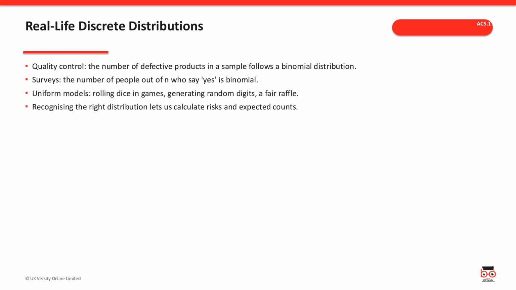These aren't just textbook curiosities. In quality control, the number of defective products in a sample follows a binomial distribution. In surveys, the number of people out of n who say yes is binomial too. Uniform models turn up in games, with dice, in generating random digits, and in a fair raffle. The real skill is recognizing which distribution fits a situation, because that's what lets you calculate the risks and the expected counts that matter.